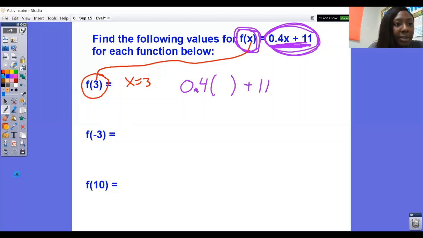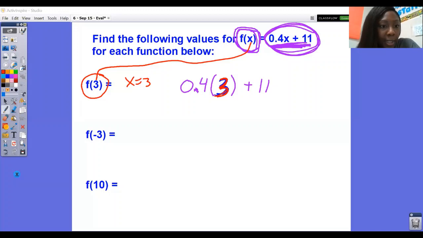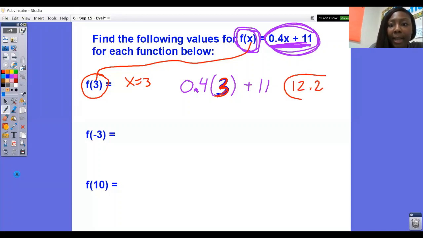Remember, you're going to need those calculators handy. And so instead of the x, I'm going to plug in a 3 right here. I'm going to make that red. And then I'm going to use my calculator again. I'm going to evaluate. I'm going to plug it in my calculator and see what it equals. So it's 0.4 parentheses, plug in a 3, plus 11. And what does it equal? 12.2. So I got 12.2 as my answer.